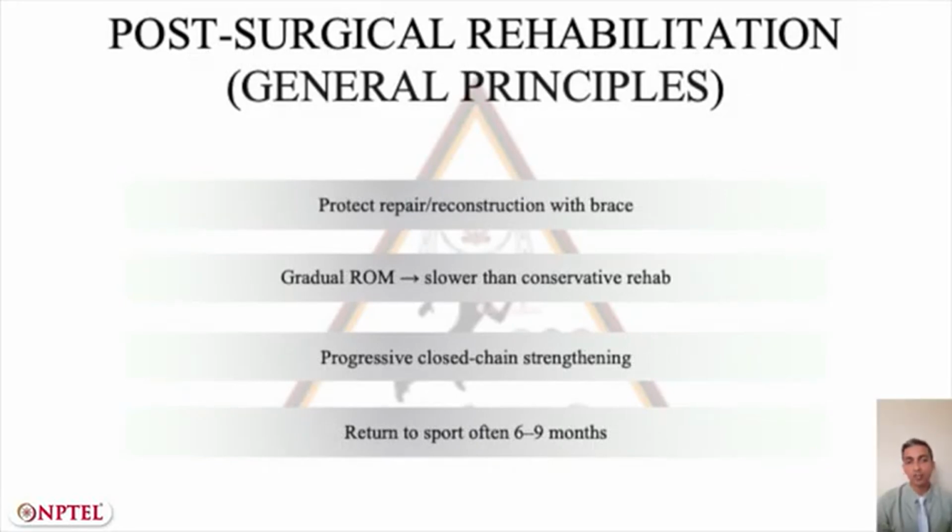Rehab after surgical repair is far more cautious. The repair or graft needs protection with a brace. The range of motion progression is slower than in conservative management. Closed kinetic chain exercises and strengthening forms the backbone of recovery. The return to full sports usually takes 6 to 7 months depending on healing of the injured graft.